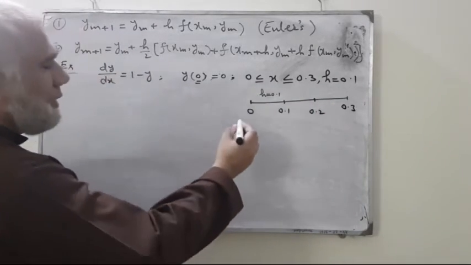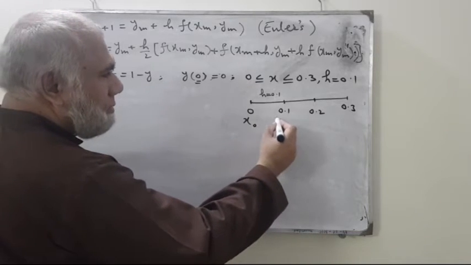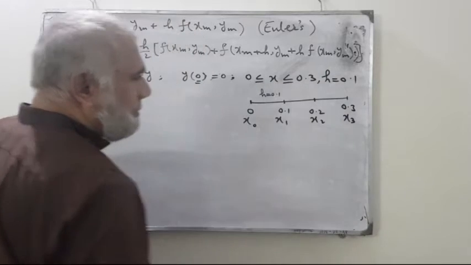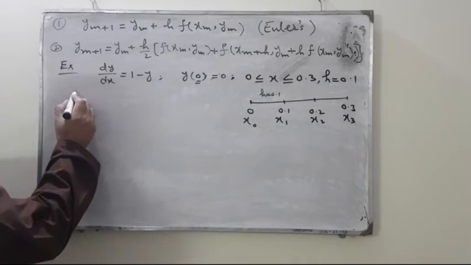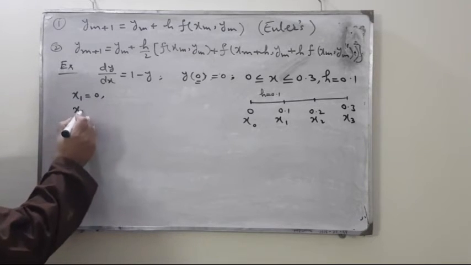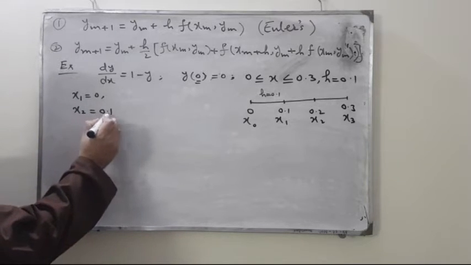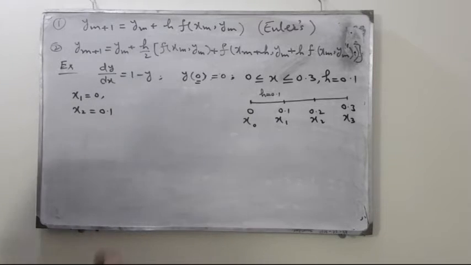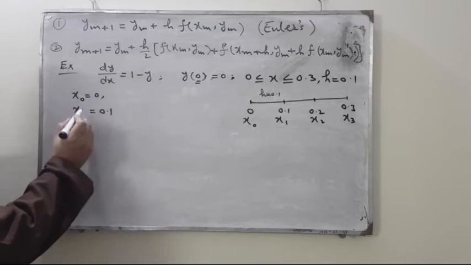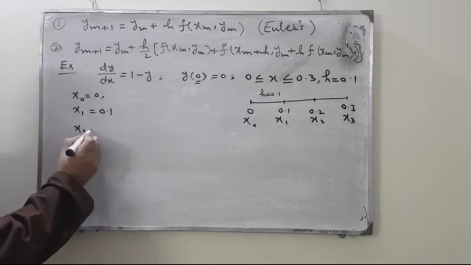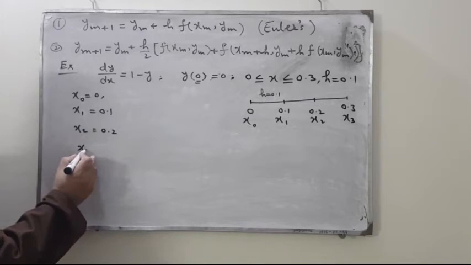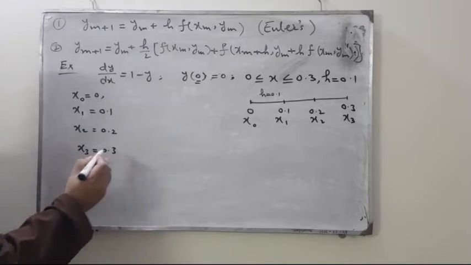Now further, we label this as x0, this as x1, x2, and x3. Okay, I show them on this side. This is x0 equals 0, and x1 equals 0.1, and x2 is equal to 0.2, and the last one is x3 equals 0.3.